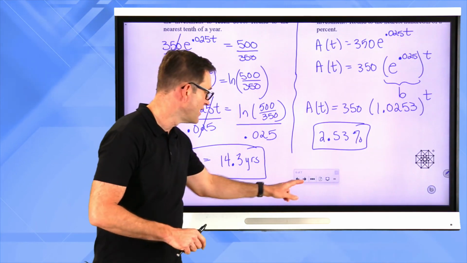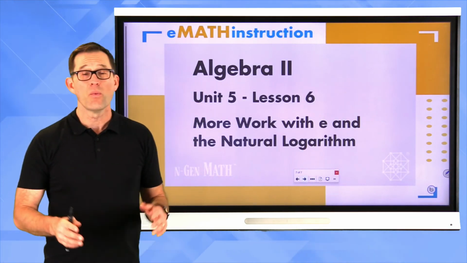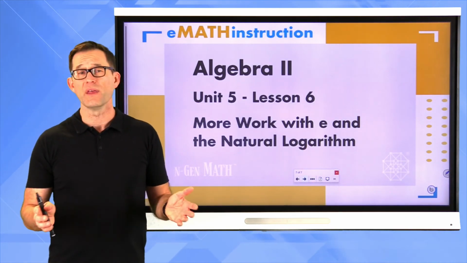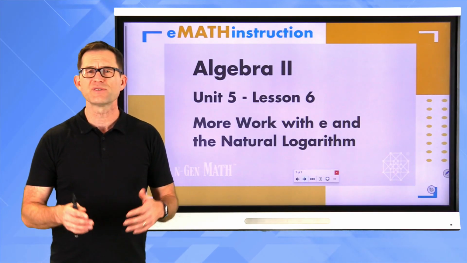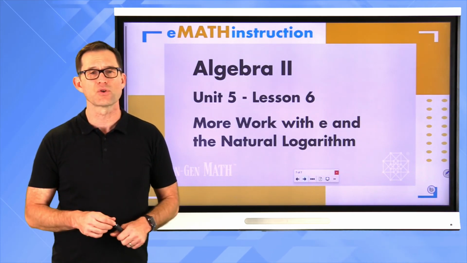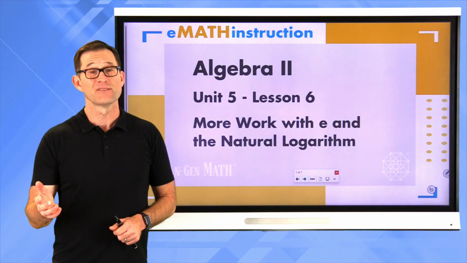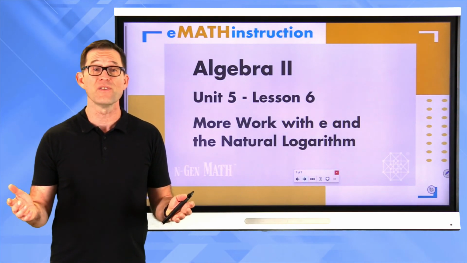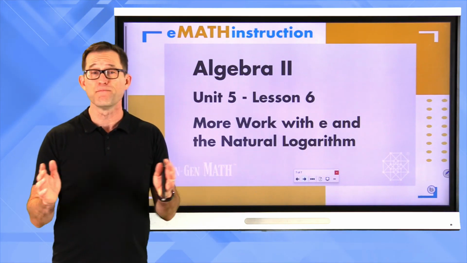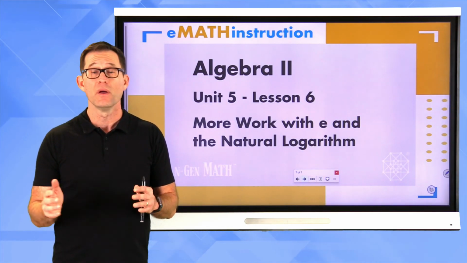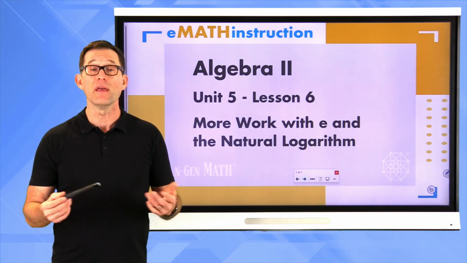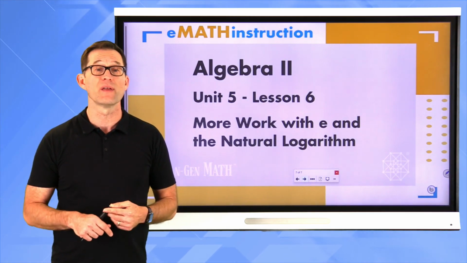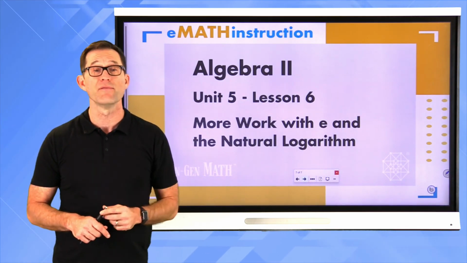All right, let's wrap this up. So what we saw today was more work with e and the natural logarithm. And we saw things like, what does the graph of the natural logarithm look like? And the answer to that is, well, like basically any other increasing logarithm, it's just got a base of e, so it can be shifted, and might have a different vertical asymptote. We also found how to find the inverse equation for an equation that involves e raised to a variable power.